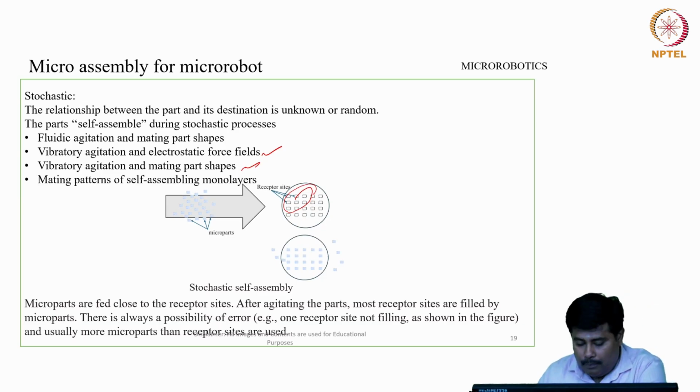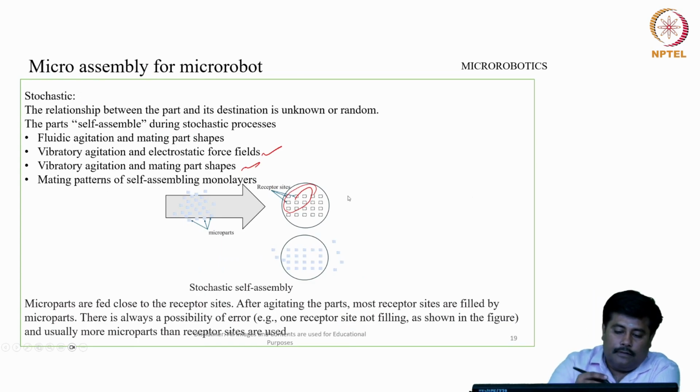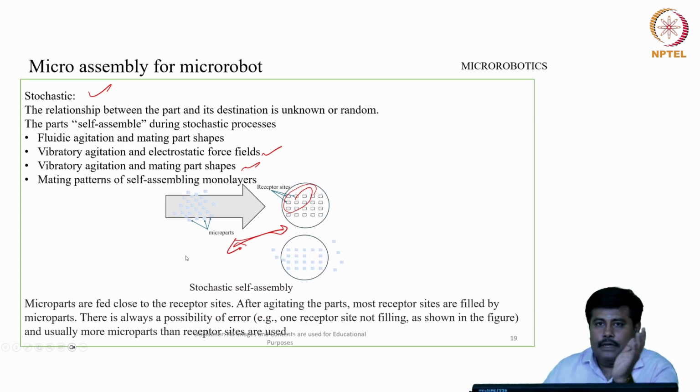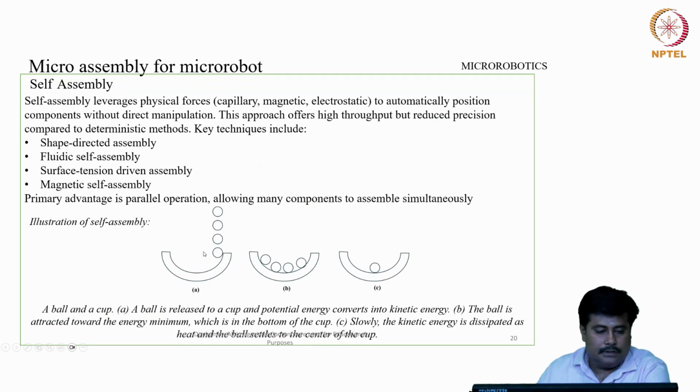So there is always a possibility of error. For example, one receptor site not filling, as shown in the figure, so usually more micro parts than receptor sites are used for such a system. Now, this is a stochastic process where there is always a relationship between the micro part and the receptor site. It tries to communicate with each other for appropriate mating, or appropriate bonding or interface of the systems. Now let us talk about the self-assembly.